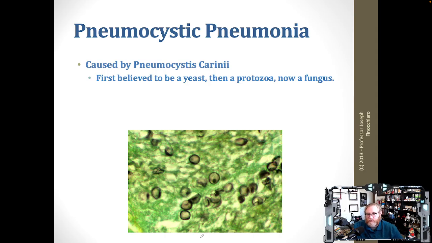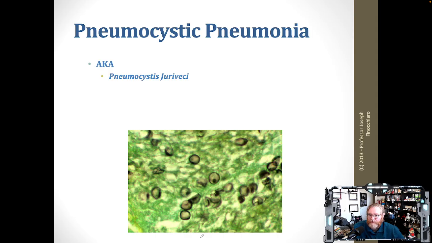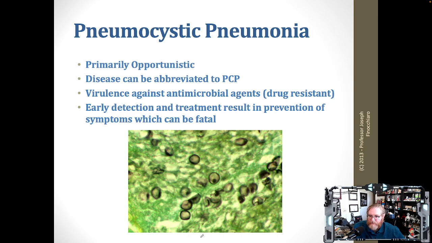Next up is pneumocystic pneumonia, caused by Pneumocystis carinii, first believed to be a yeast, then a protozoa, now a fungus, also known as Pneumocystis jirovecii. It is primarily opportunistic. The disease can be abbreviated to PCP, and this is not the fun PCP. Virulence against antimicrobial agents, so it is drug resistant. Early detection and treatment result in prevention of symptoms, which can be fatal.